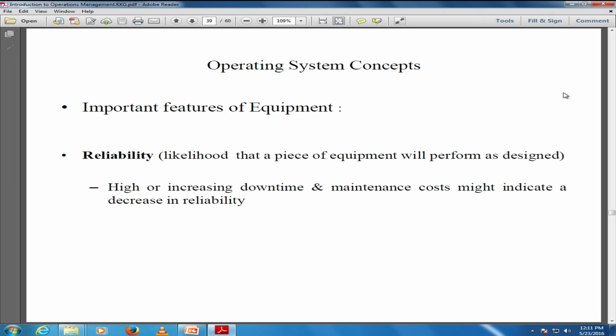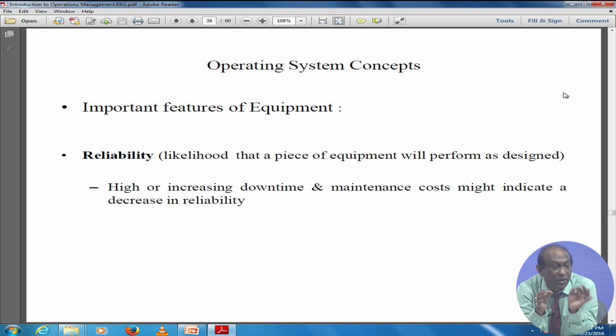Another important feature of equipment is reliability. How do we define reliability? It is the probability that the machine will work satisfactorily, provided that it is operated under the specified design guidelines or operating guidelines. Most problems happen because people do not operate it within their guidelines. They buy a 12-tonner truck and they load it with 17 tons, 18 tons, and after that they say that it is not working properly.